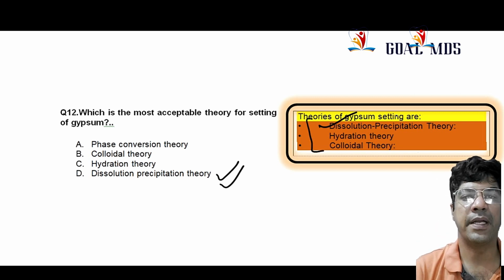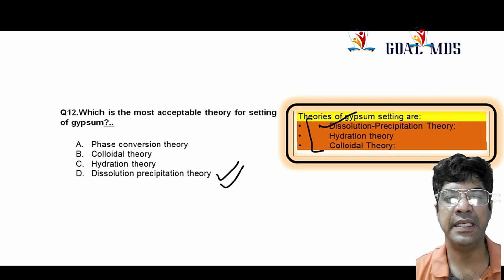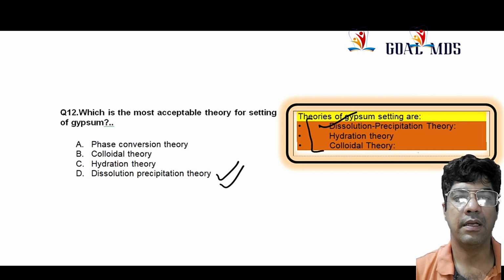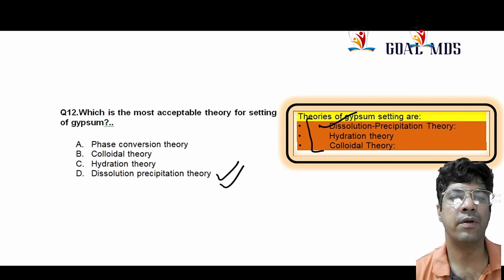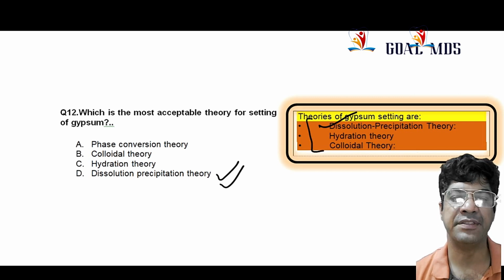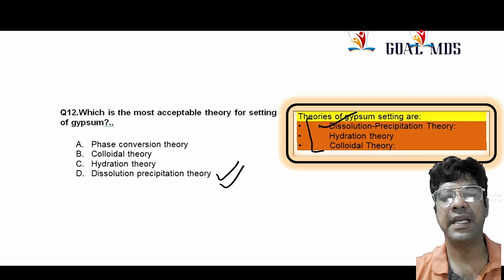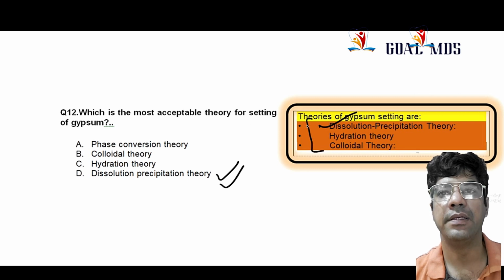As the dissolved gypsum ions come in contact with each other in the mixing process, they undergo a chemical reaction and start to precipitate back as gypsum crystals. So these newly formed crystals interlock and harden over time, resulting in setting and hardening of the gypsum material.